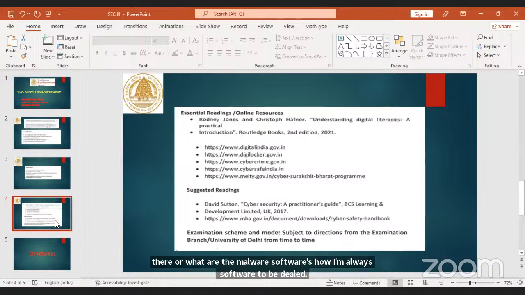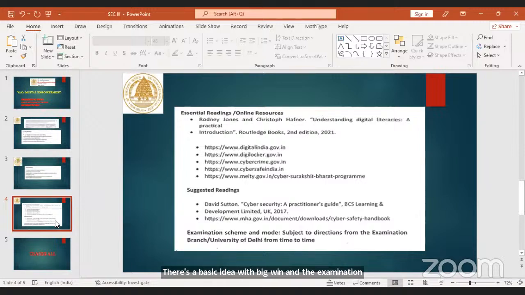The examination scheme depends upon the university examination pattern from time to time. It consists of 1 theory hour and practical also, a 1 credit course.